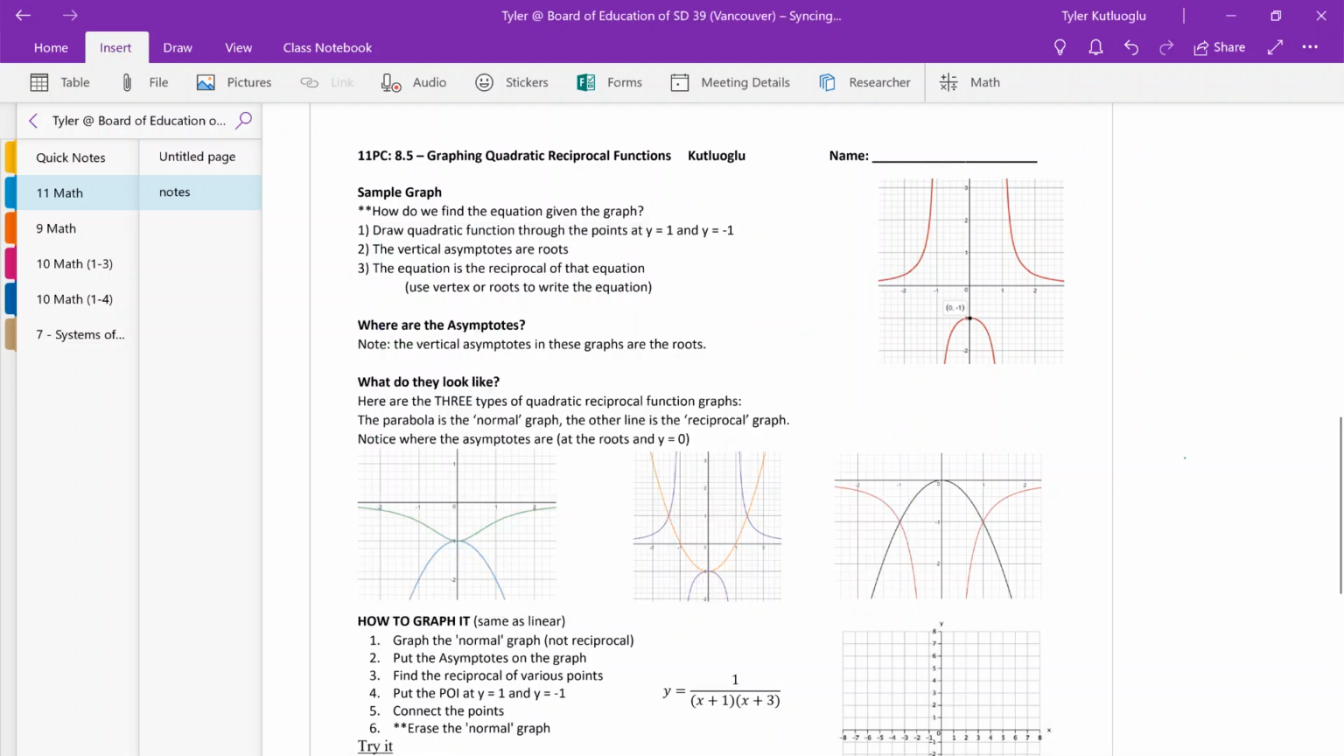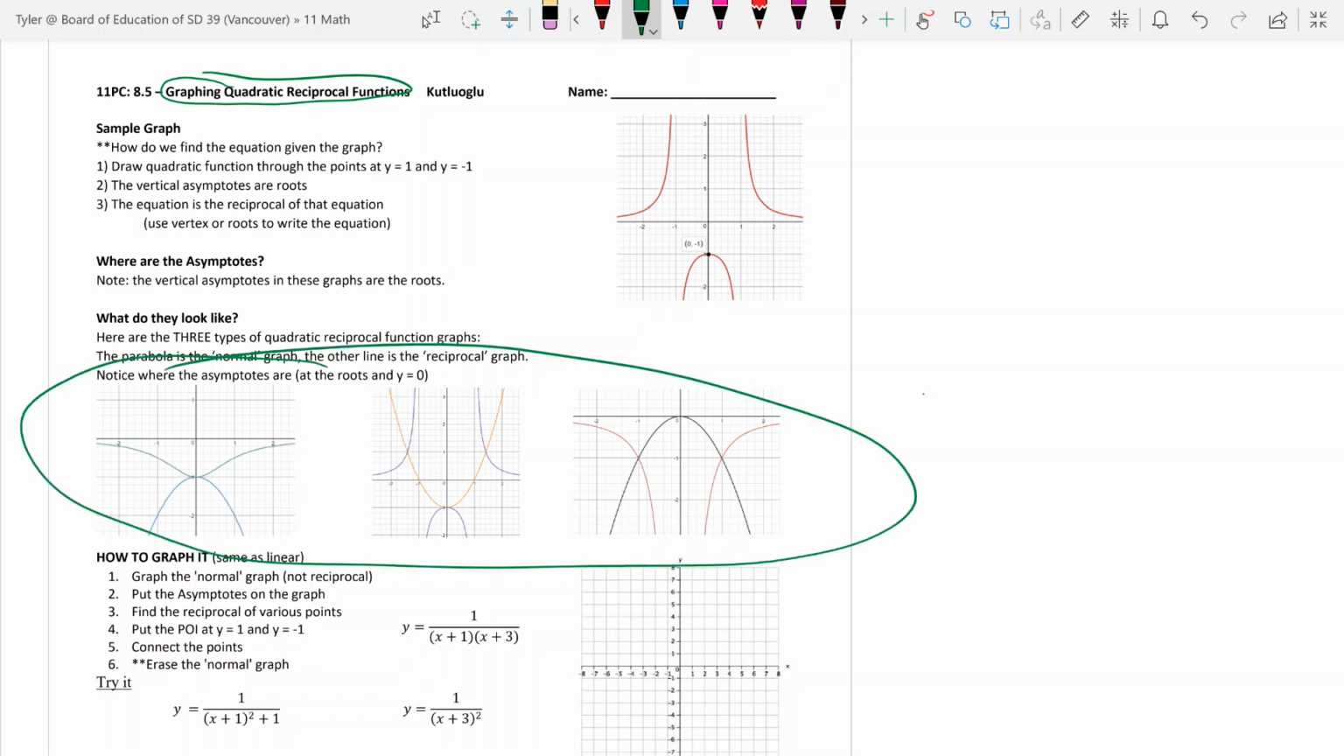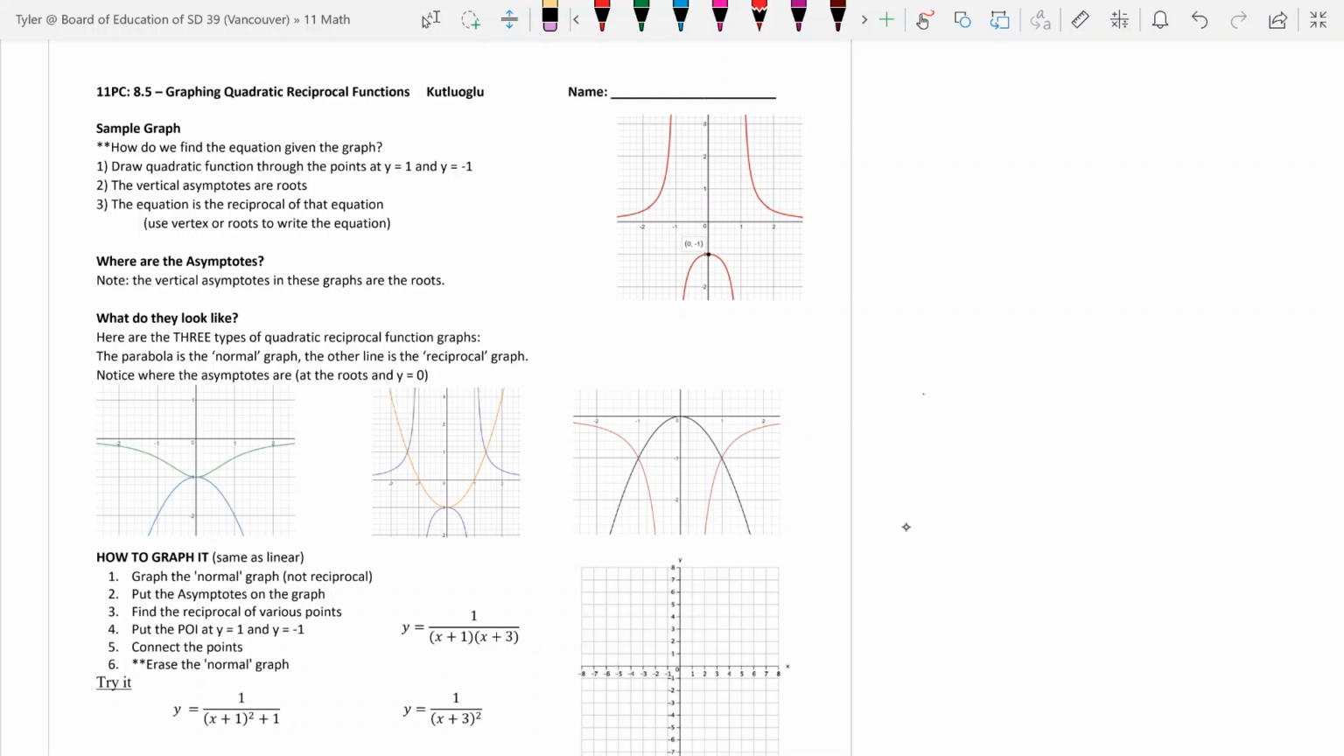All right, so last time we looked at graphing reciprocal functions, but they were linear. So today what we're going to look at is quadratics. Now, I have right here that you can see really quickly some examples of what these graphs look like. They are more complicated than the linear versions, but they work the exact same way. So let's go through how we set these up.